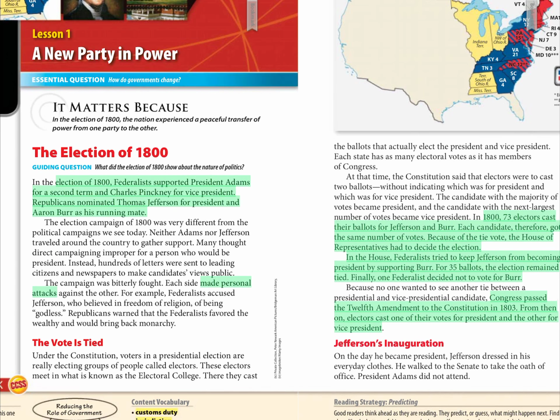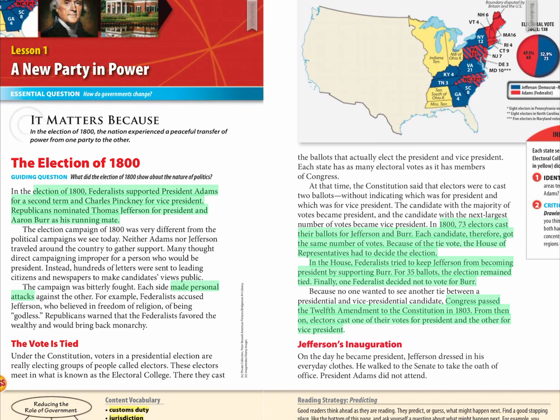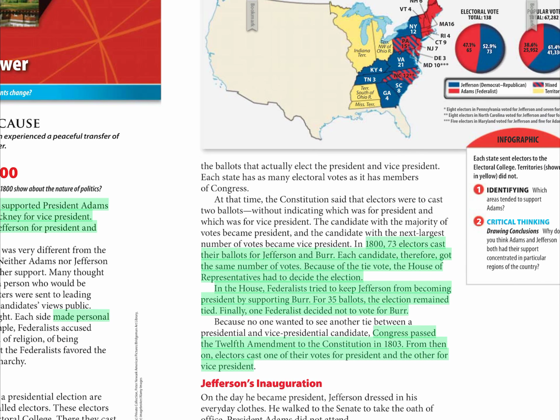Okay, so to make a long story short, if you recall, we've talked about before, the Electoral College is actually the group that votes for the president and vice president, right? And remember that the number of electoral votes a state got was based on the number of senators and representatives you have, right? So in this election in 1800, there was actually a tie in the Electoral College between Jefferson and Burr.